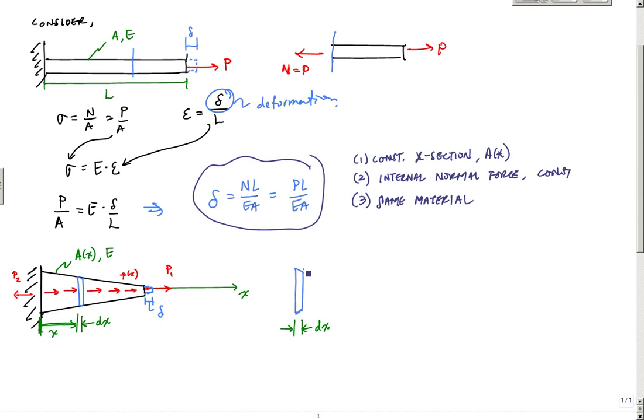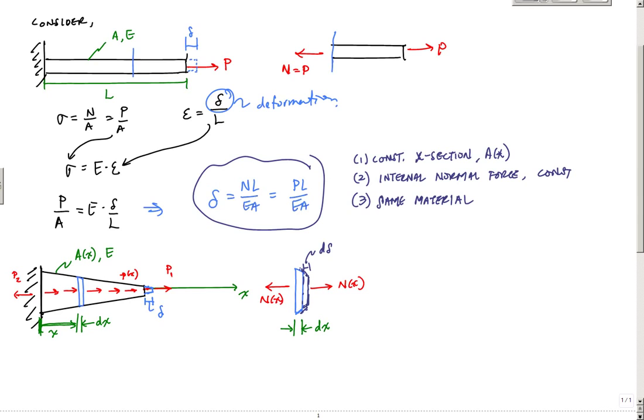Let's see, how will I draw this deformation? We'll just say it deforms out a little bit. So some deformation that will occur, and I'll call this incremental deformation, d delta, right here. I'm going to have an internal force, which I will call N of x at this location x. N of x is in equilibrium here.